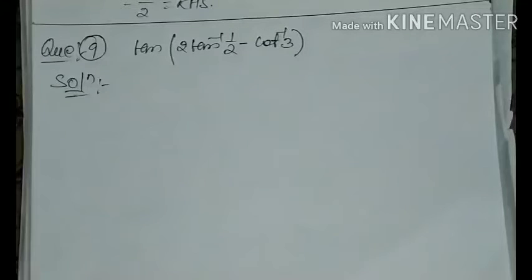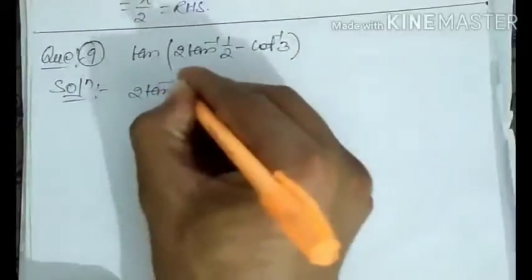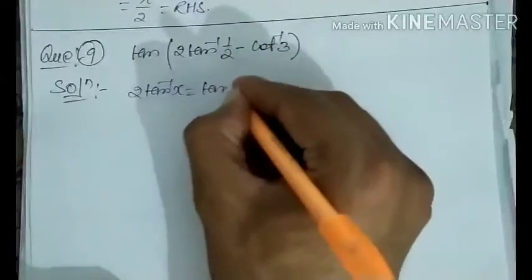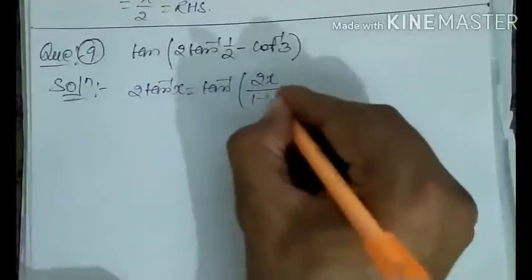Tan of 2 tan inverse 1 by 2 minus cot inverse 3. We have to evaluate it. As we know the formula of 2 tan inverse x, in the form of tan inverse, it will be tan inverse 2x upon 1 minus x square.